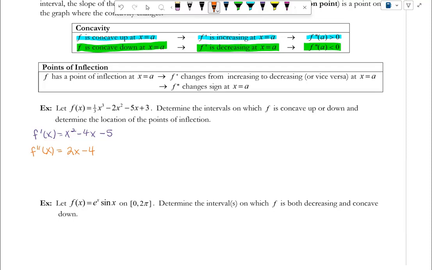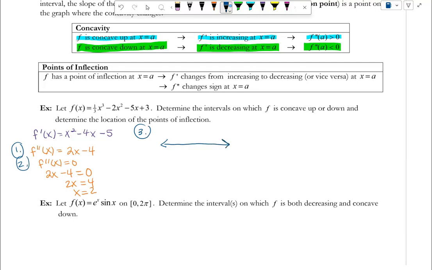I know 2x minus 4 is never undefined, but I want to set my second derivative equal to 0. So if 2x minus 4 is equal to 0, then I know x must equal 2. So 2 is a candidate for a point of inflection. All right, so we said step 1 was to find our second derivative. Step 2 was to set that equal to 0 or find where it's undefined, if I'm thinking of these as steps. So step 3, I'm going to make a number line.